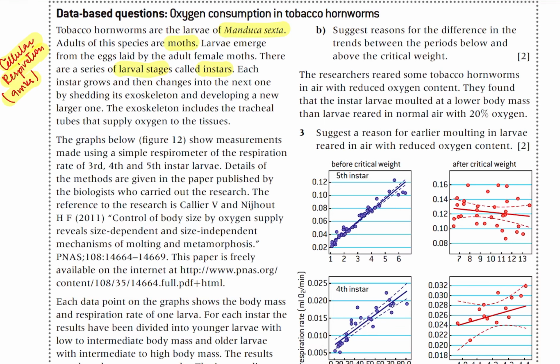The instar grows and changes its form, shedding its exoskeleton and developing a new, larger one. The exoskeleton contains or includes the tracheal tubes that supply oxygen to the tissues of the instars.